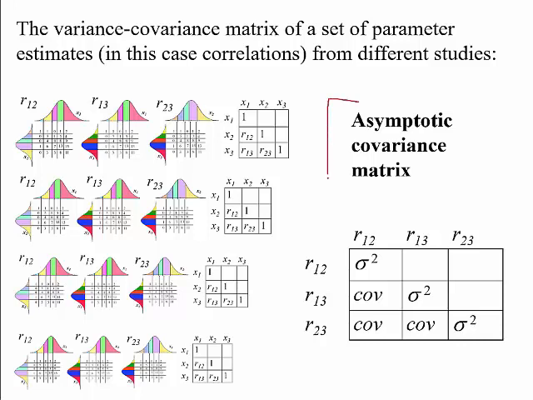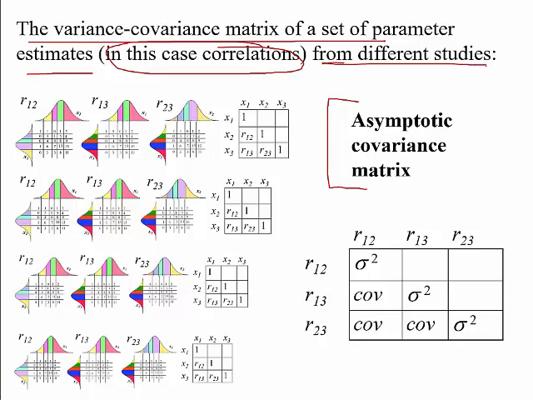So the asymptotic covariance matrix, or the asymptotic variance-covariance matrix, is going to be the variance-covariance matrix for a set of parameter estimates. In this case, we're looking at correlations, polychoric correlations to be specific, from different studies. That's what we saw on our previous slide, where our rows were different studies, and our variables were polychoric correlations that we got from each study. Each study produced a set of correlations, and those correlations are kind of like variables, and the studies are like cases. We're looking at the correlation between these different parameter estimates, between these correlations from different studies.